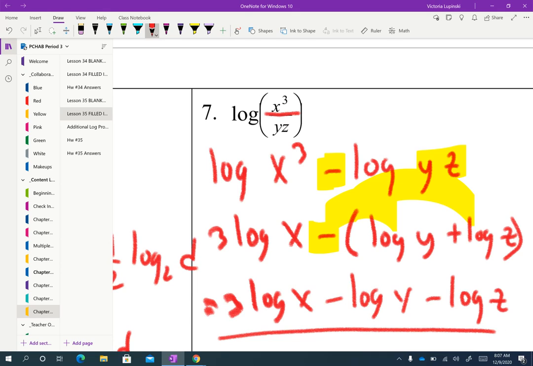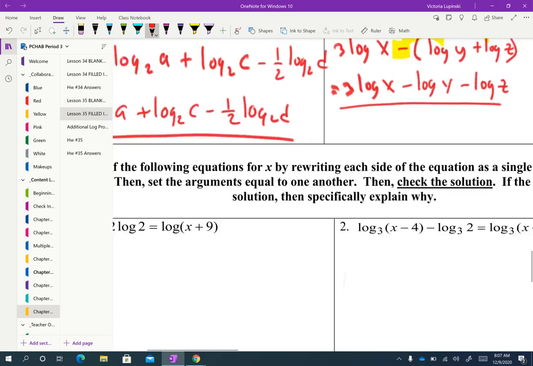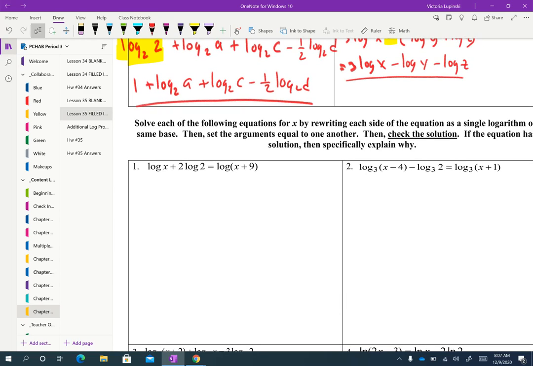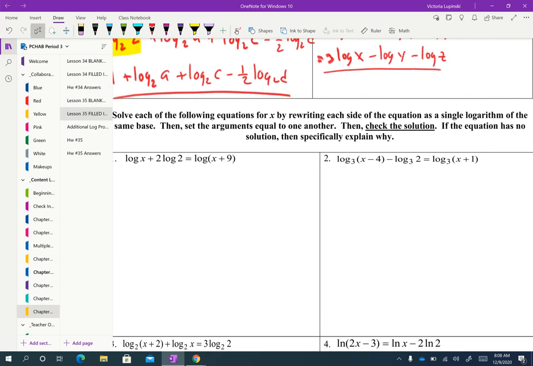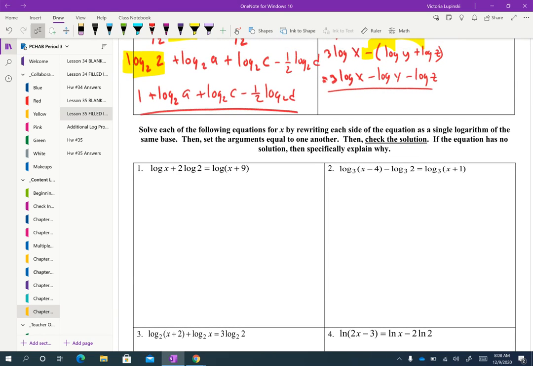So that's 2/3 of the lesson: your ability to condense and your ability to expand. The final thing you have to be able to do is use the log properties in order to actually solve for x. So notice what it's asking you to do here. Solve each of the following equations for x by rewriting each side as a single log.